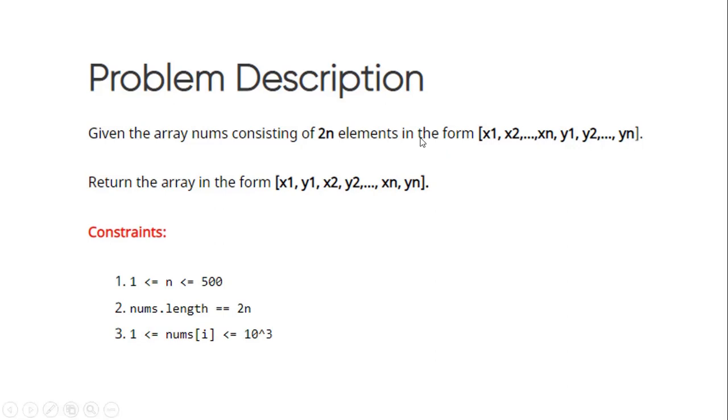Now as an output, you have to return the array by shuffling the elements in a way that the output array will consist of elements as x1, y1, x2, y2 and so on until xn, yn. To better understand this question, let us have a look at an example.